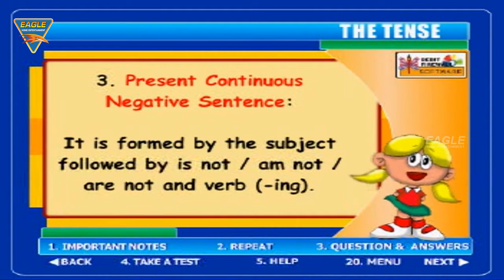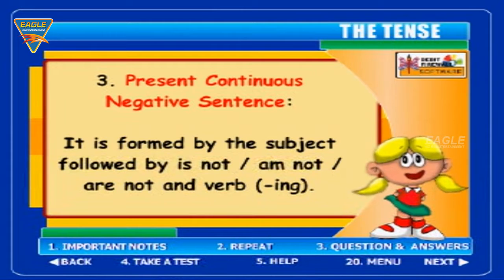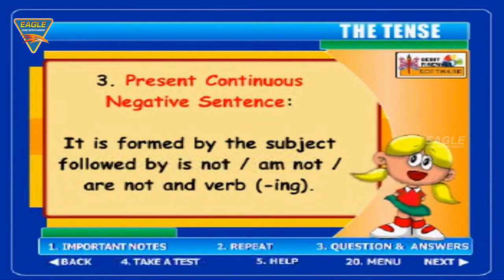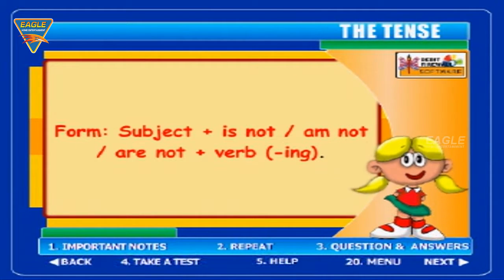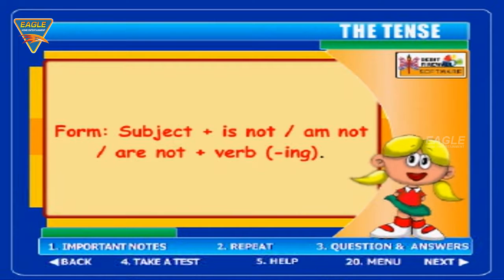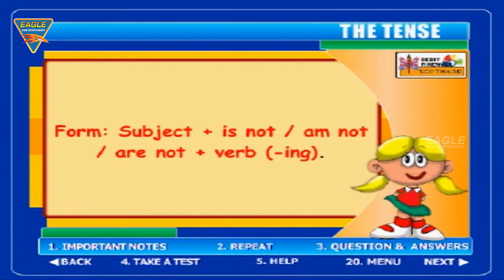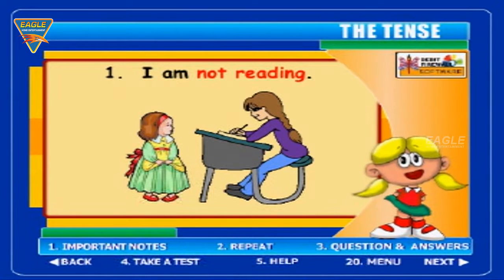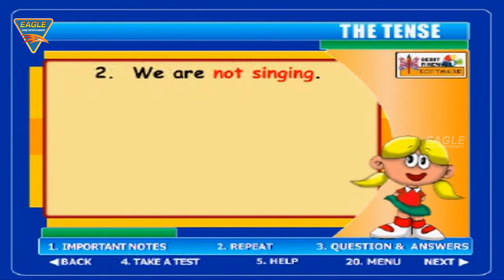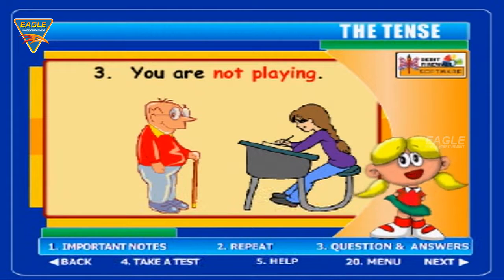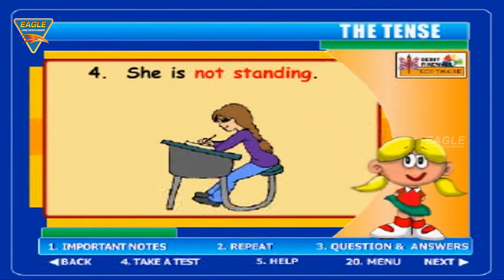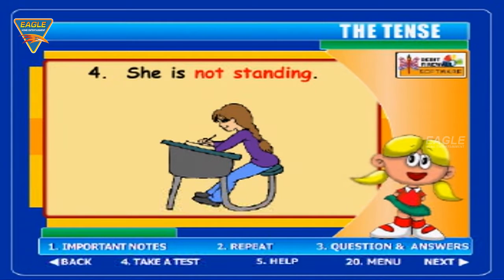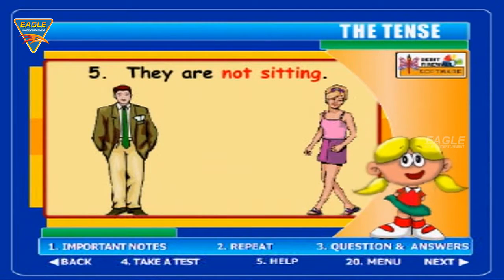Present continuous negative sentence. It is formed by the subject followed by is not or am not or are not and verb ing. Form: subject plus is not or am not or are not plus verb ing. Examples: I am not reading. We are not singing. You are not playing. She is not standing. They are not sitting.